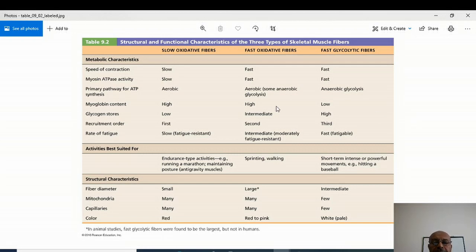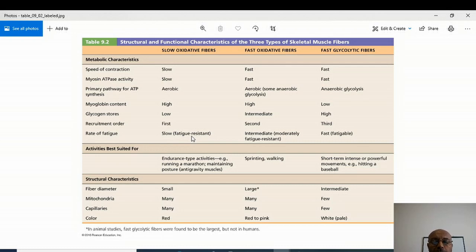So the three groups are slow oxidative. What does it mean? Contracts slowly but produces its ATP predominantly by the oxidative method in the mitochondria. It doesn't mean it doesn't produce by the glycolytic method. It also produces by the glycolytic method, but most of the ATP comes from the oxidative method. Such a muscle cell is fatigue resistant, meaning it doesn't get fatigued easily.